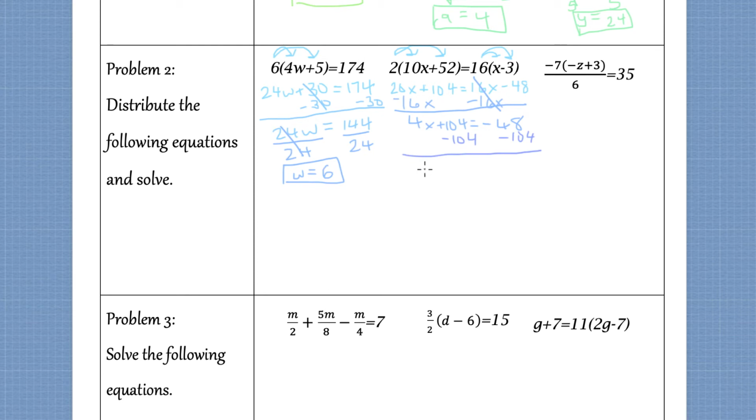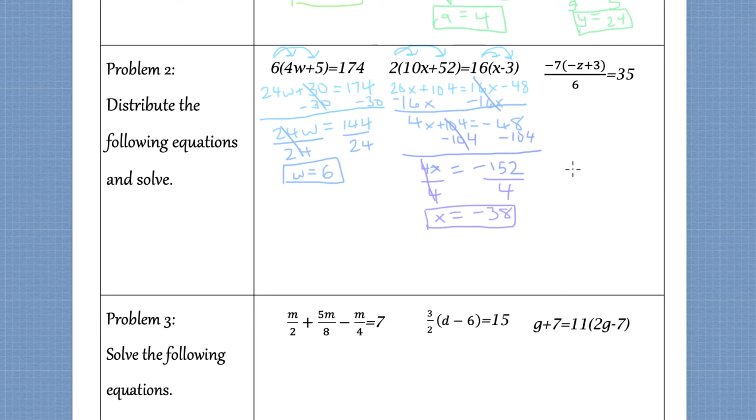So 4x is right here, and 104 minus 104 cancel each other out, which just leaves us with 4x. Then negative 48 minus 104 gives us negative 152. Now we want to solve for just the x, so we're going to divide these terms by 4 since it's 4x. The 4s cancel each other out and leave us with x, which is equal to negative 152 over 4, which is negative 38. And that is our answer for this one.